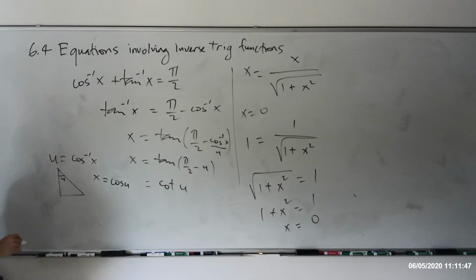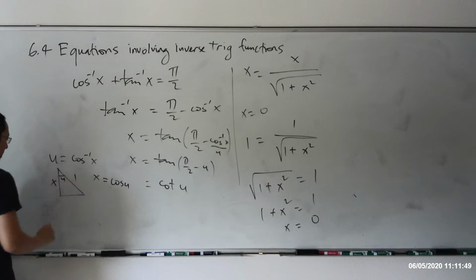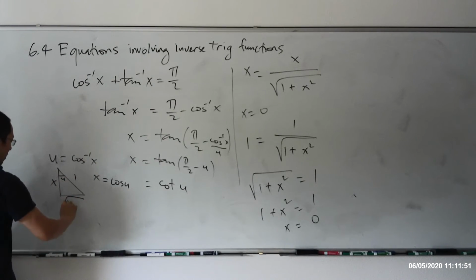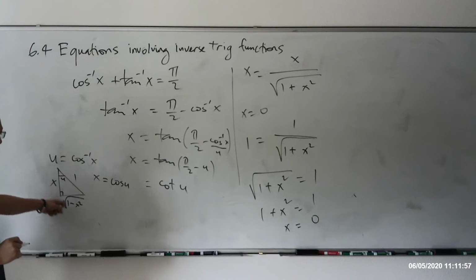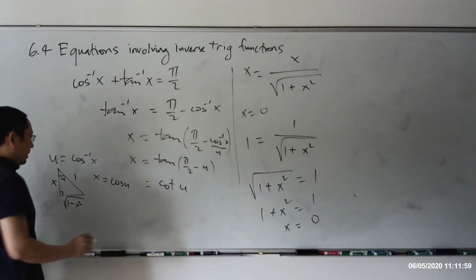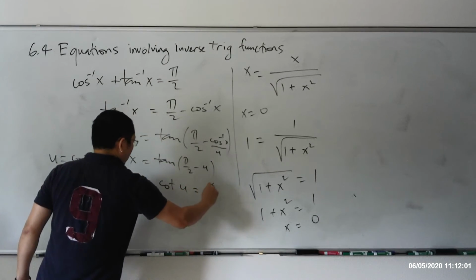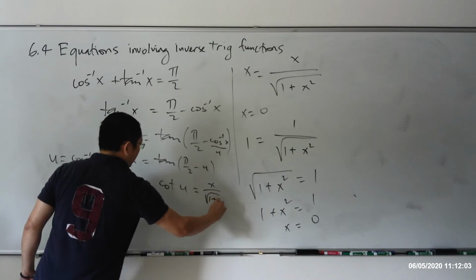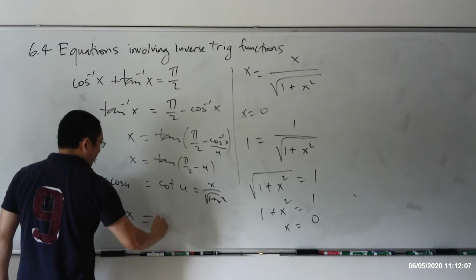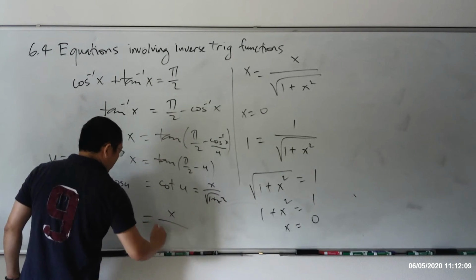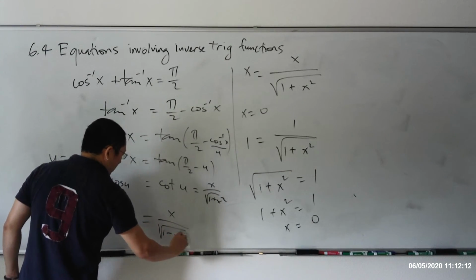So angle u right here. Cosine is adjacent over hypotenuse, so this side is going to be square root of 1 minus x squared. Pythagorean theorem. Cotangent is adjacent over opposite, so this is equal to x over square root of 1 minus x squared. So it doesn't matter what, you're going to end up with the equation: solve for x, where x equal to x over square root of 1 minus x squared.